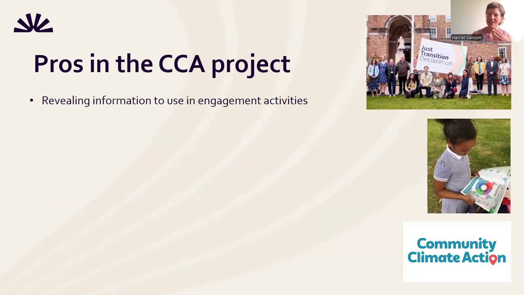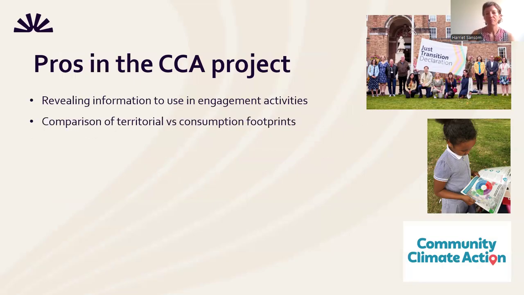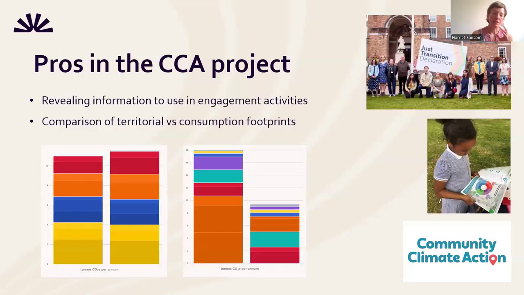And on the reverse of that, speaking to some of the pros, there was definitely a sense that how we showed the information was useful. So having maps, having graphs, having things that made it quite easy to get your head around, so that the community organisations could use the footprint information in their engagement activities. Having the footprint information on both a territorial and a consumption basis was useful for some of the communities who really felt like they experienced having a high territorial footprint because they were hosts, if you like, of lots of industry and big roads.